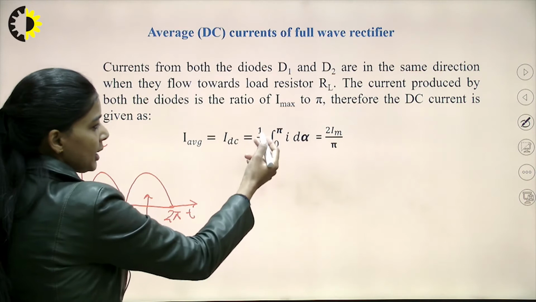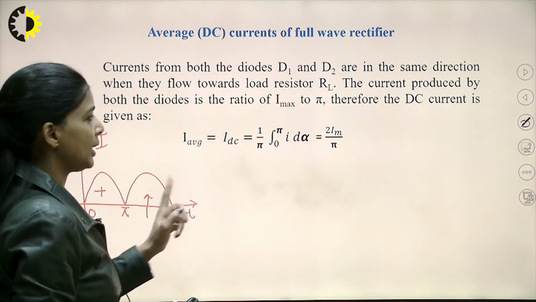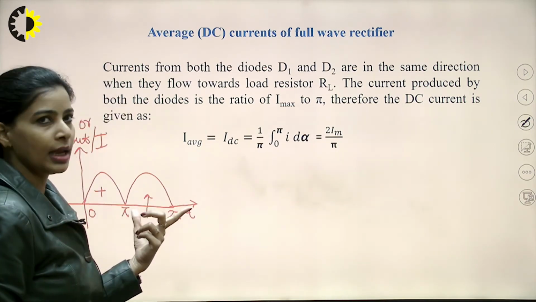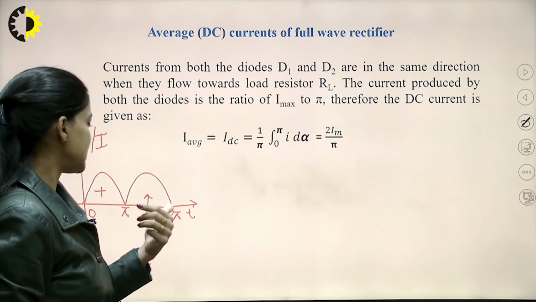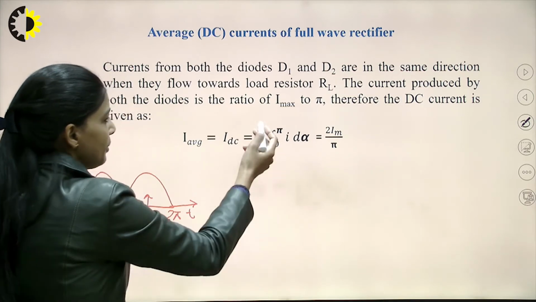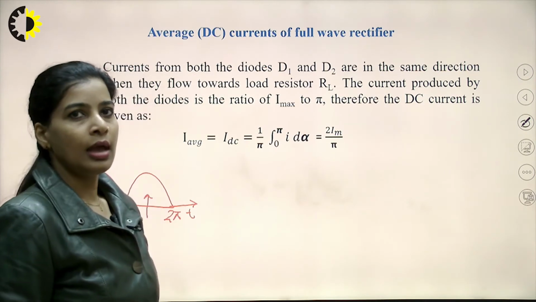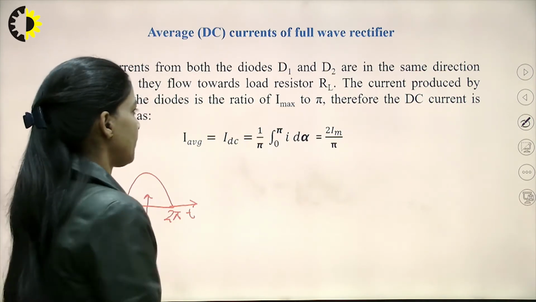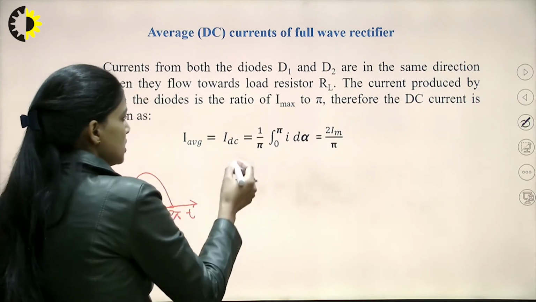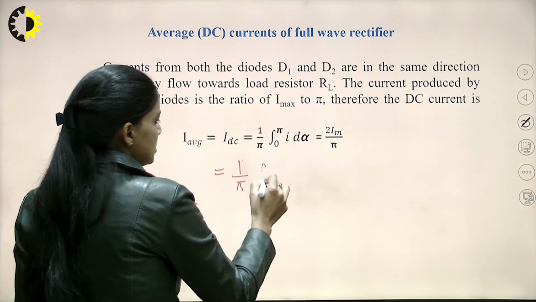So here I have taken the interval 1 upon pi and integrating from 0 to pi I of d alpha, because after 0 to pi it is again starting the same pulse, pi to 2 pi, then from 2 pi to 3 pi. So here the limits I have taken 0 to pi, 1 upon pi I of d alpha. This will give the average value of current, that will come out to be 2 Im upon pi. So we can calculate it as 1 upon pi 0 to pi.